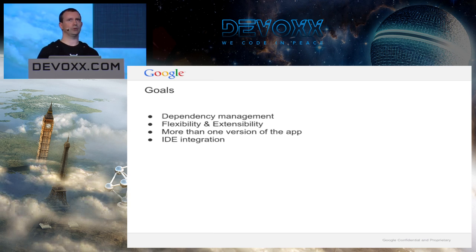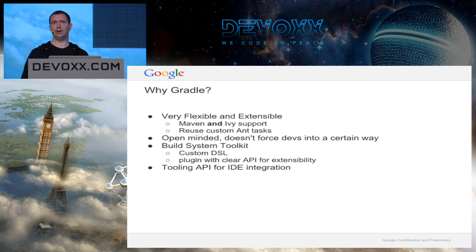And then finally, IDE integration. We want to make sure that you have one build script. Whatever you describe in your build script should be used by the IDE, should be used by the command line, and should be used by your continuous integration server. So we decided to build that new build system on Gradle.